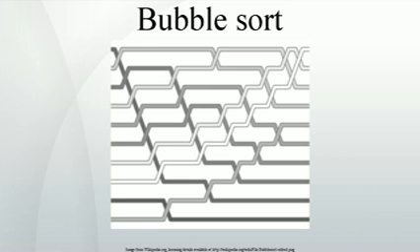Bubble sort, sometimes incorrectly referred to as sinking sort, is a simple sorting algorithm that works by repeatedly stepping through the list to be sorted, comparing each pair of adjacent items and swapping them if they are in the wrong order. The pass through the list is repeated until no swaps are needed, which indicates that the list is sorted.